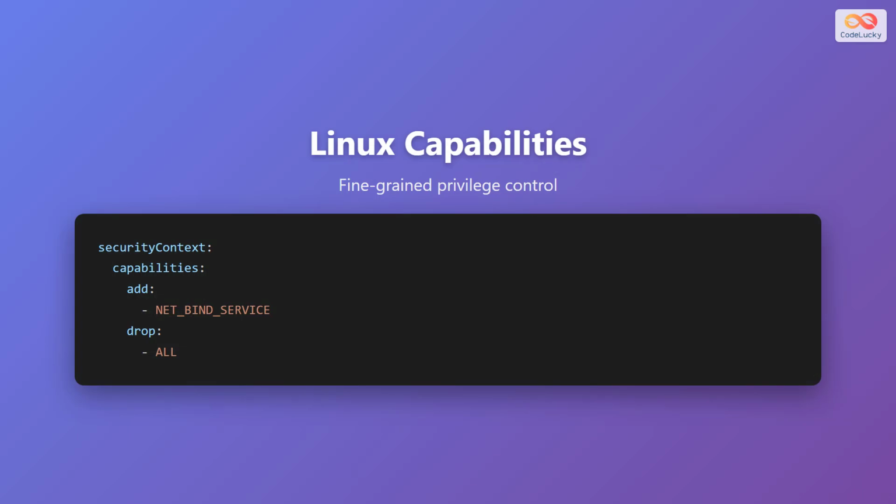Linux capabilities provide fine-grained privilege control by breaking down root privileges into smaller, distinct units. Instead of running a container as root with all privileges, you can add only the specific capabilities your application needs. In this example, we use the capabilities field within securityContext. The add section lists capabilities to grant, such as NET_BIND_SERVICE, which allows binding to privileged ports below 1024. The drop section lists capabilities to remove, and by dropping all capabilities first, we ensure the container starts with no privileges before selectively adding back only what's necessary.